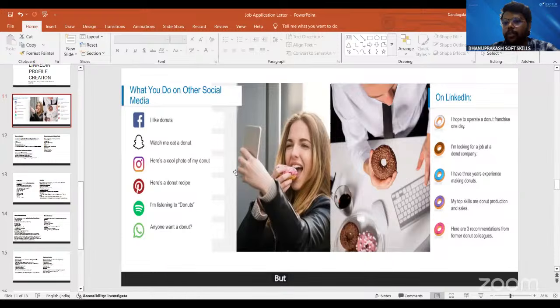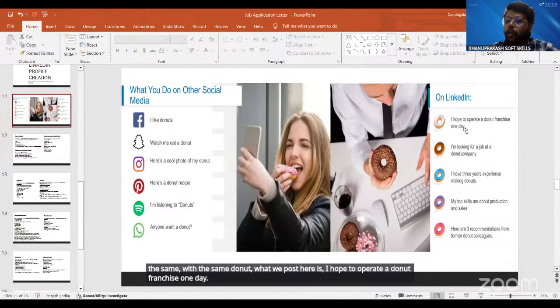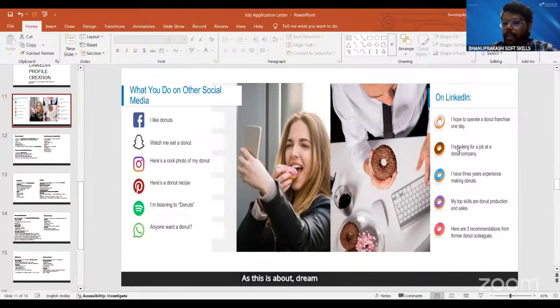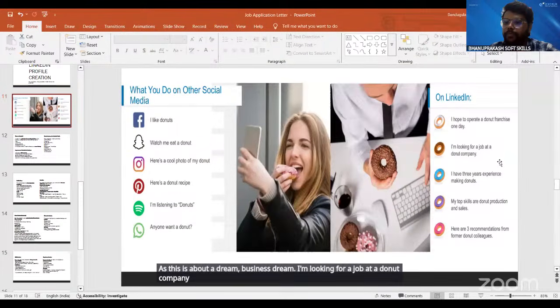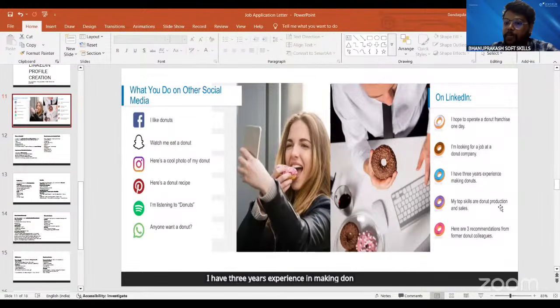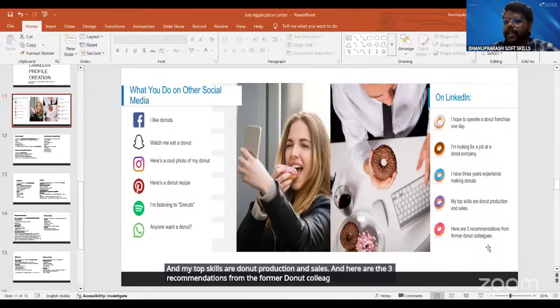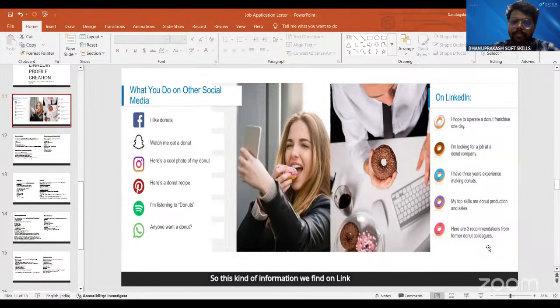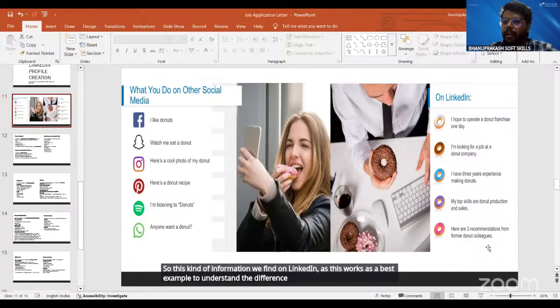But when it comes to LinkedIn, with the same donut, what we post is: I hope to operate a donut franchise one day, which is about a business dream. I'm looking for a job at a donut company. I have 3 years of experience in making donuts, and my top skills are donut production and sales. And here are three recommendations from former donut colleagues. This kind of information we find on LinkedIn, and it works as the best example to understand the difference between normal social media and LinkedIn. LinkedIn is all about professional things and professional development.